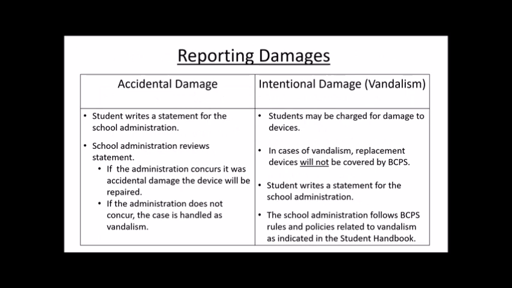When reporting any damages, students will first be asked to write a statement for the school administration. The administration will review the statement to determine if the damage is considered accidental or intentional. If the damage is considered accidental, then BCPS will issue a new device to the student. If the damage is considered intentional, then the administration will hand the situation off to the school resource officer or SRO. The situation becomes a police matter.